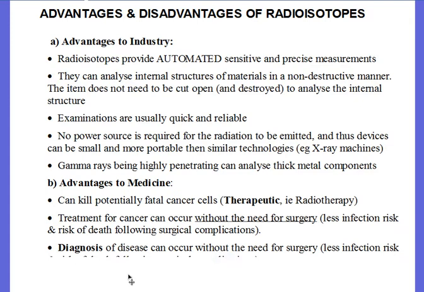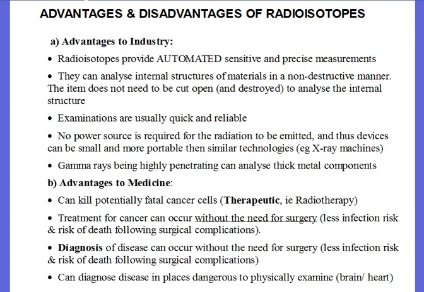What are the advantages for medicine? You can cure potentially fatal cancer cells, which is therapy. Treatment of cancer can occur without the need for surgery, so you've got less infection risk. You've got diagnosis as well. Diagnosis of disease can occur once again without the need for surgery, and can diagnose disease in places which are dangerous to physically examine, such as the brain and the heart.